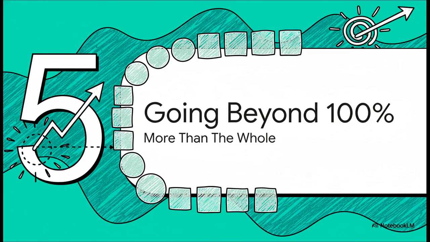Okay, final section. Going beyond 100%. So up until now, we've kind of been thinking of 100% as the max, right? The whole thing. But I'm sure you've heard stuff like, our profits are up 150%. So, how is that possible? How can you have more than the whole thing?